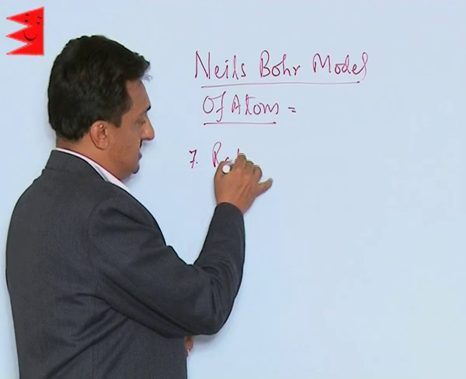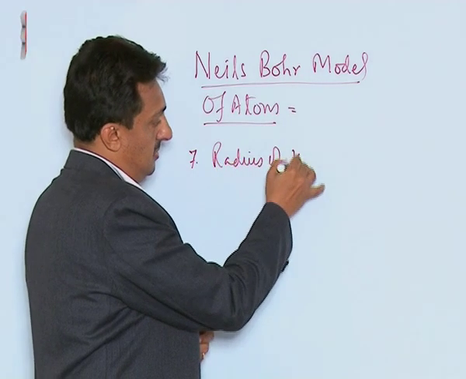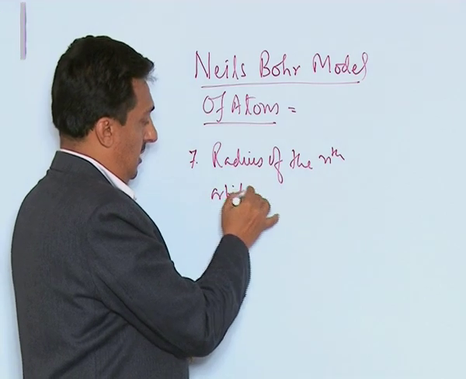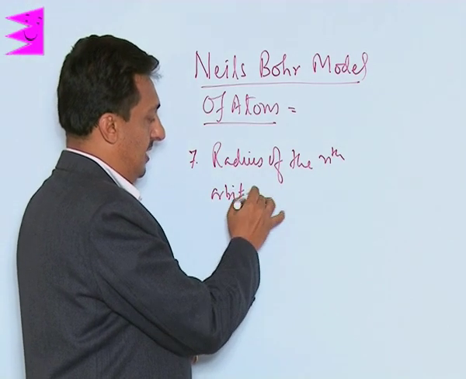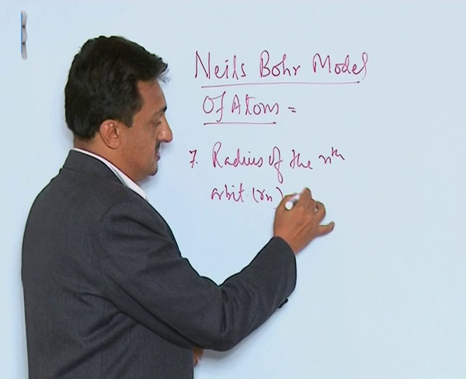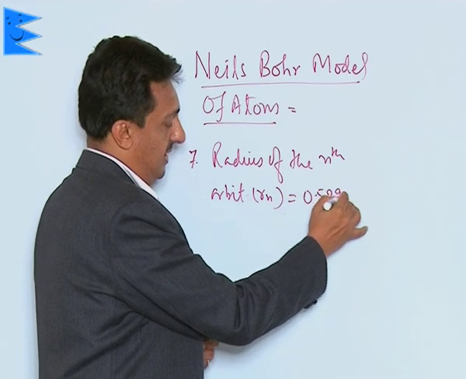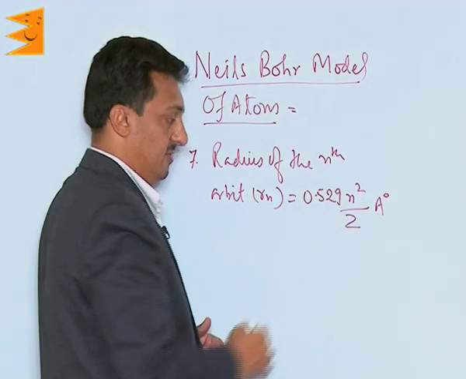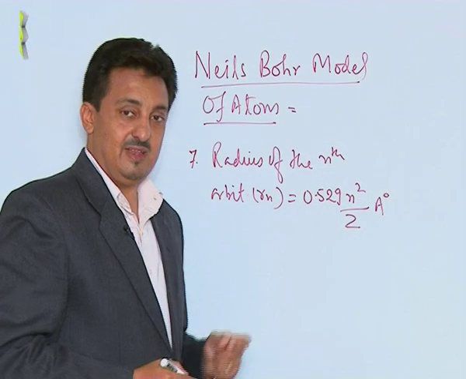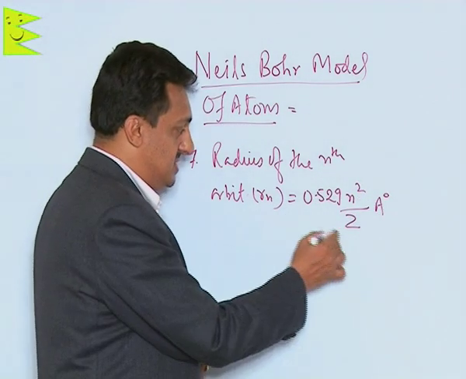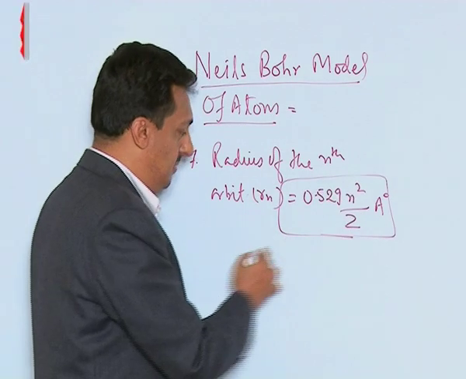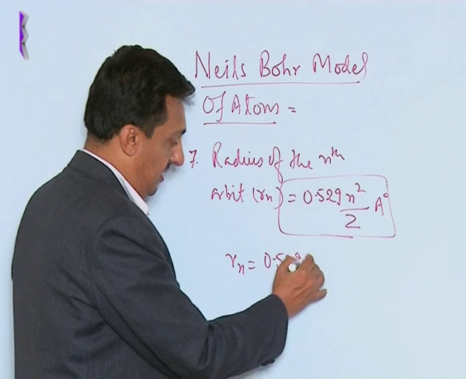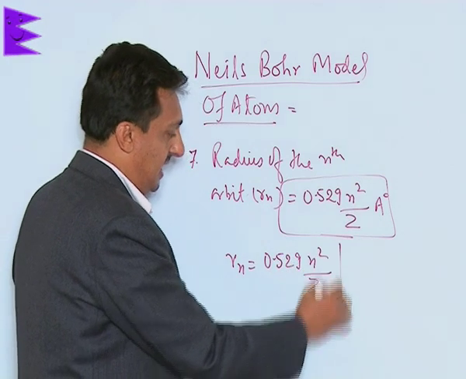The radius of the nth orbit, we call it Rn, is given as 0.529 n square over Z Angstrom units. It means 10 to the power minus 10 meters. So this is again very valuable information. The radius is 0.529 of n square over Z.